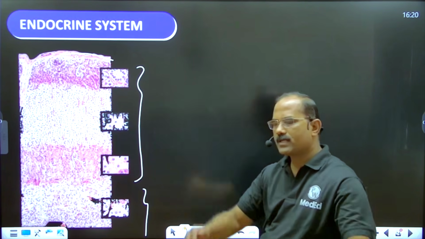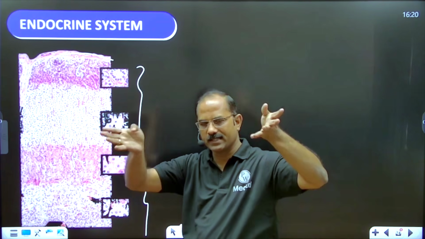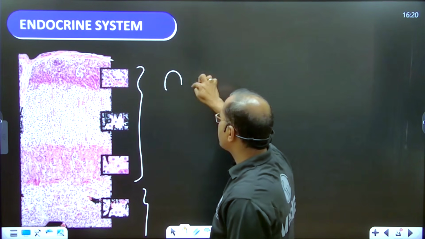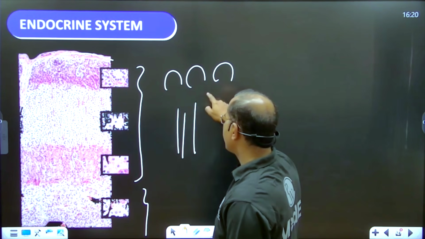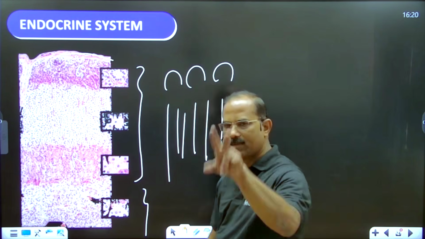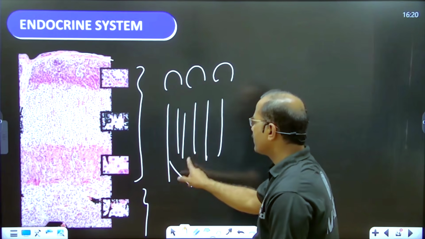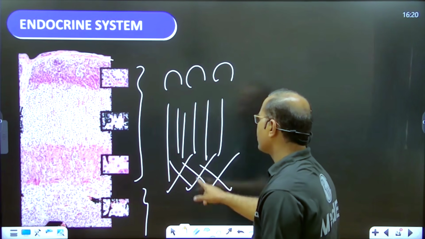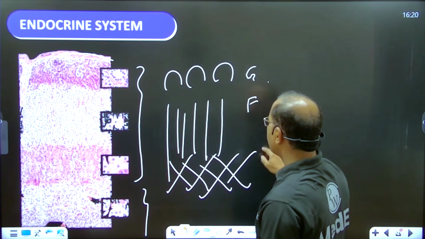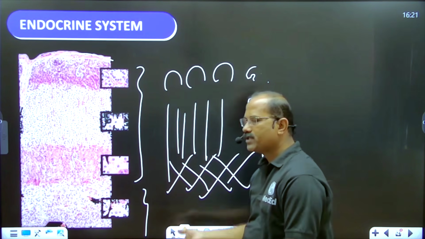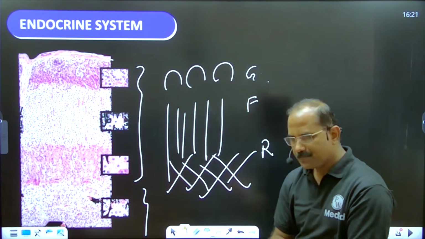In zona glomerulosa, we get inverted U-shaped cells, like umbrella-shaped cells. In the fasciculata, we get straight cells present in the form of fascicles. Later they form a network, which is known as zona reticularis. So zona glomerulosa, zona fasciculata, and zona reticularis are the three layers of the adrenal cortex.